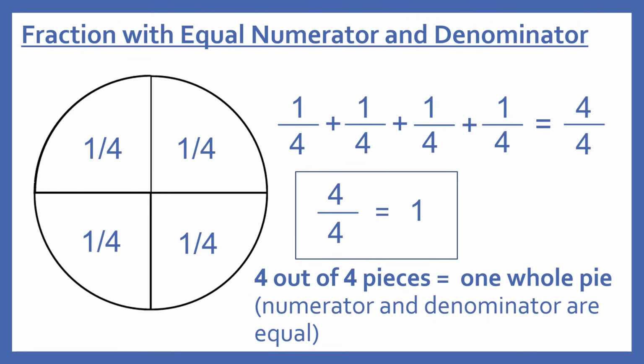So now we'll talk about when a fraction has an equal numerator and denominator. So we have our pie again in the 4 pieces. Each piece is worth 1/4. So if we add our fourths, we have 1/4 plus 1/4 plus 1/4 plus 1/4. That equals 4/4. So we have an equal numerator and denominator. And when we have that, that is always going to equal 1. So 4/4 equals 1. So we have 4 out of the 4 pieces. That's going to be 1 whole pie. And you can see the numerator and denominator are equal.